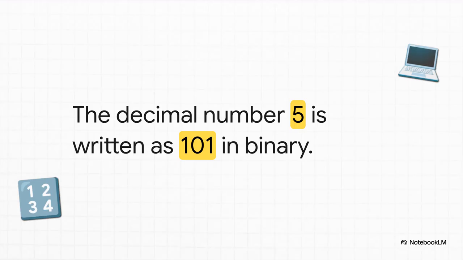Now, take a look at this. That sequence, 1, 0, 1, to us, that looks like 101. But to a computer, nope, it actually represents the number 5. I know, that sounds kind of weird, but trust me, there's a perfect logic behind it.